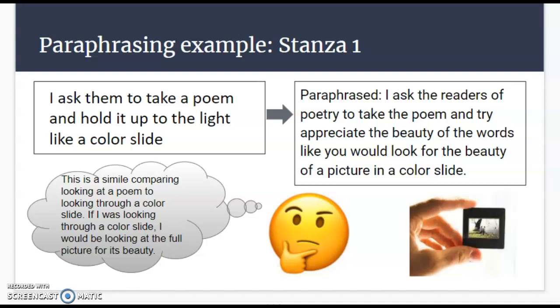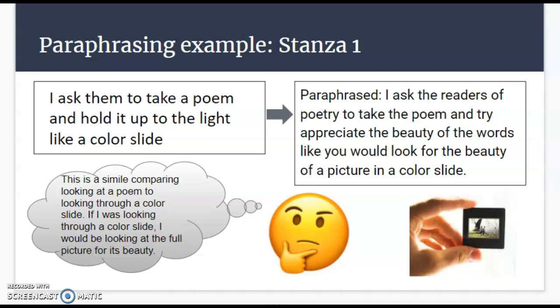So the first stanza says, I asked them to take a poem and hold it up to the light like a color slide. And you see in my paraphrase, I also start with, I asked the readers of poetry. So I'm paraphrasing the word them. The them is the readers of poetry, to take the poem. So you see that there are some words still repeated, but your big task is to interpret that simile. So, and hold it up to the light like a color slide.